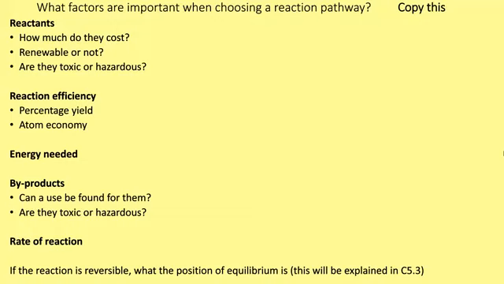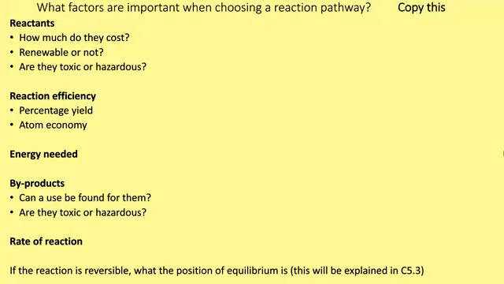We also need to consider the rate of reaction. If reactions are fast, we'll make lots of product in a short space of time, which is obviously desirable. If a reaction is slow and we can't speed it up by adding a catalyst or changing the conditions, then we're going to make less product in the same time and we're not going to make as much profit. But we'll talk about rate of reaction in C5.2.